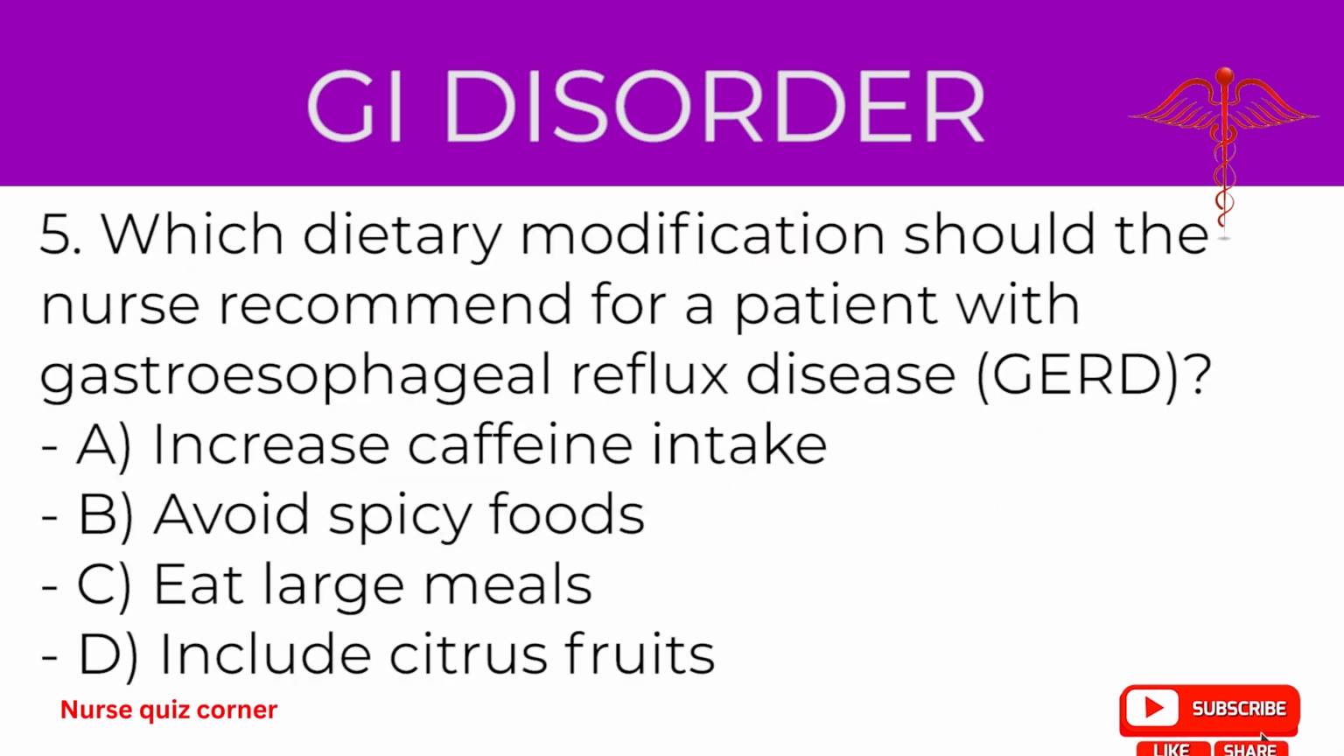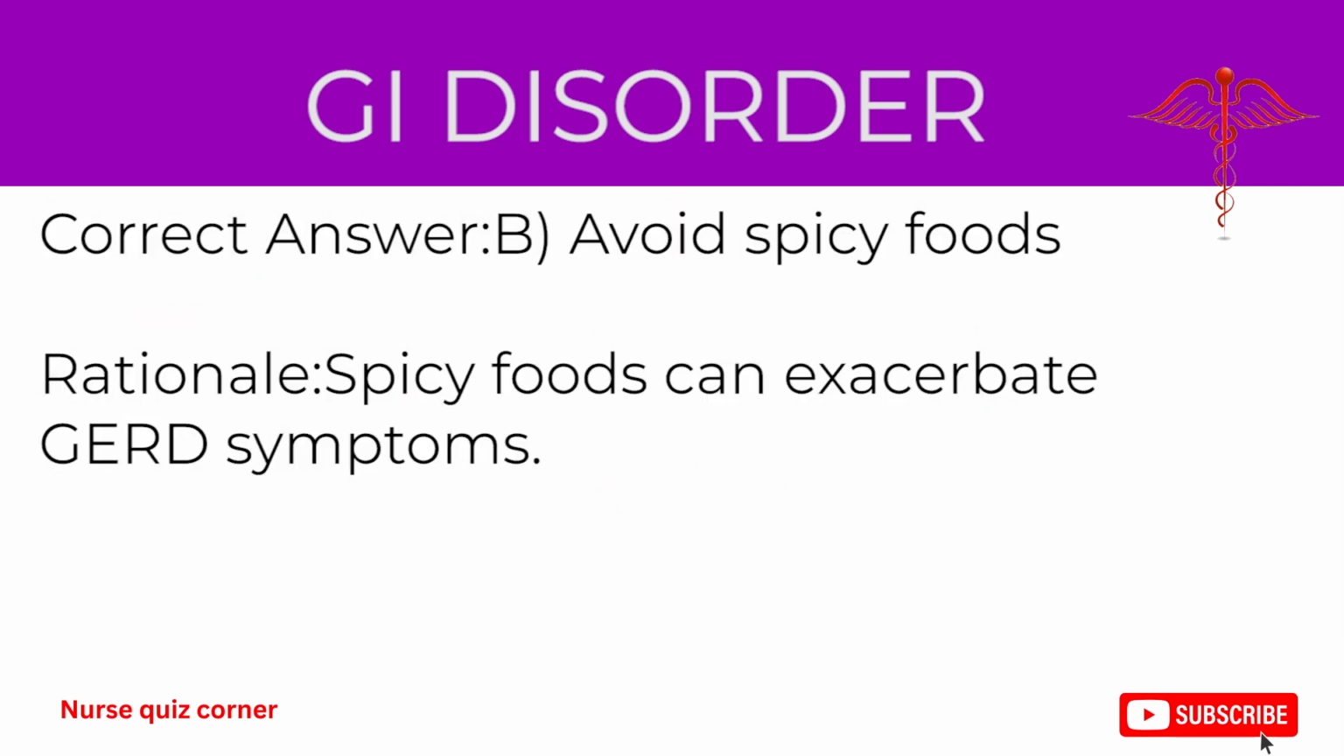5. Which dietary modification should the nurse recommend for a patient with gastroesophageal reflux disease, GERD? A. Increase caffeine intake. B. Avoid spicy foods. C. Eat large meals. D. Include citrus fruits. Correct answer B. Avoid spicy foods. Rationale: spicy foods can exacerbate GERD symptoms.